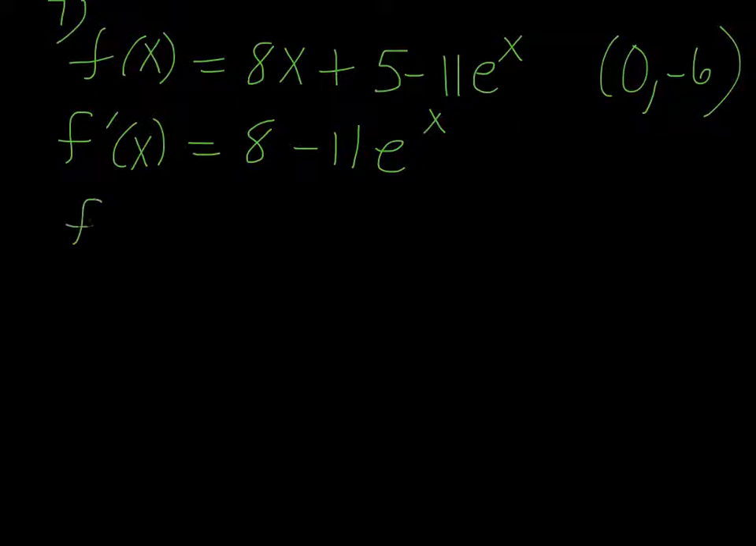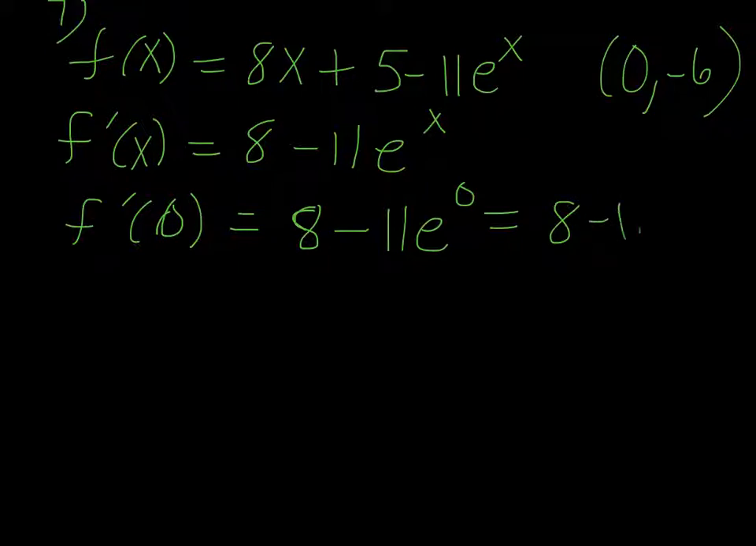So if I plug 0 into that, I get 8 minus 11e to the 0, which is 8 minus 11 equals negative 3. This means that my slope at 0, negative 6 is negative 3.